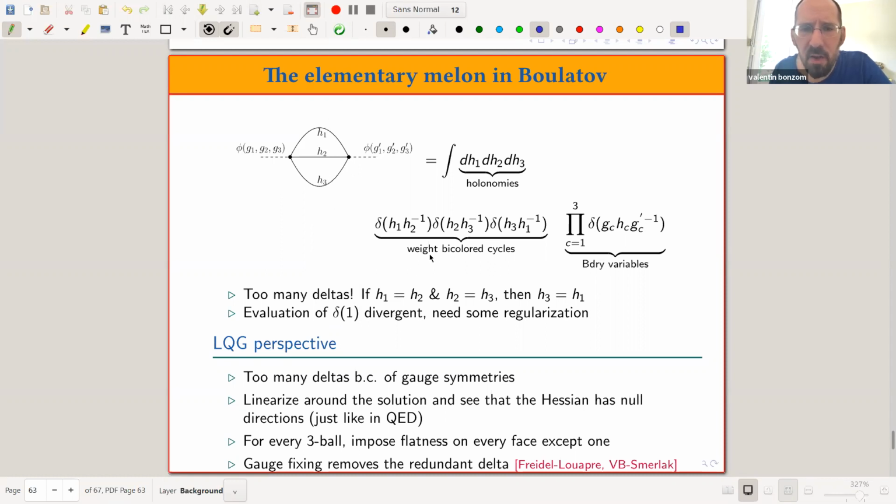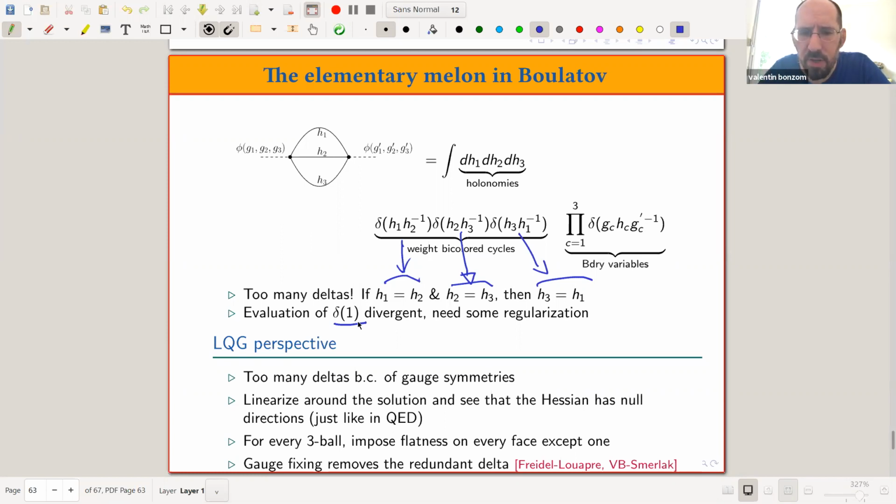And then you have a weight on the bicolor cycles, which means that the holonomies are trivial. There's no curvature. It's the flat theory, the Boulatov model, remember. But there are too many deltas, because this one enforces H1 equals H2. The second one enforces H2 equals H3. And then the third one enforces H3 equals H1, but it's also enforced by the first 2 constraints. So you have a divergence, because you have to evaluate delta of 1, and it's divergent.